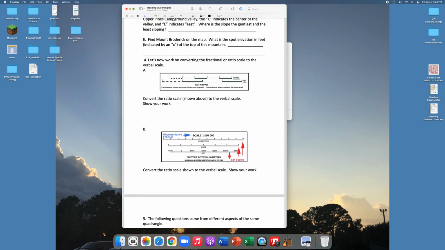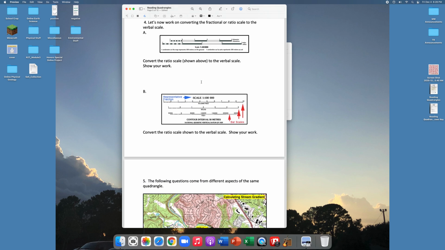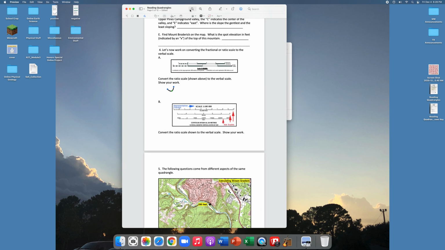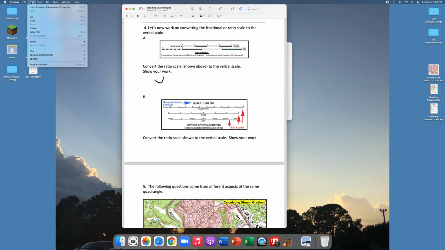Okay, so I'm making a mess of things here. We're going to do some math now with question number 4. So you have to convert the fractional or ratio scale to the verbal scale. So the way you do that is that you take that big, now this, it means that 1 inch is 50,000 inches. So you take 50,000 inches, and it's probably not going to let me write that out. So let me undo.